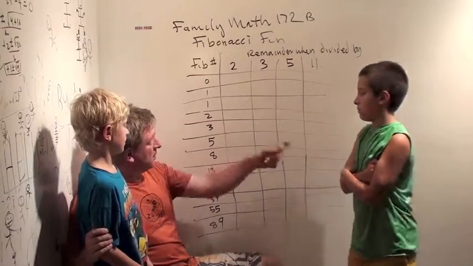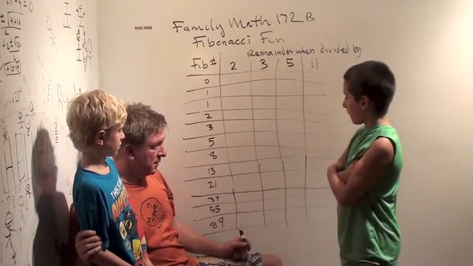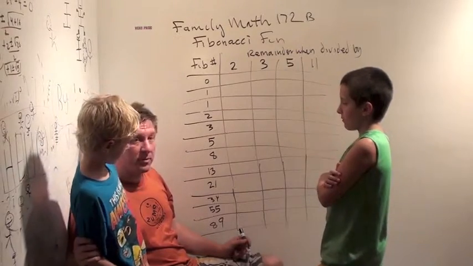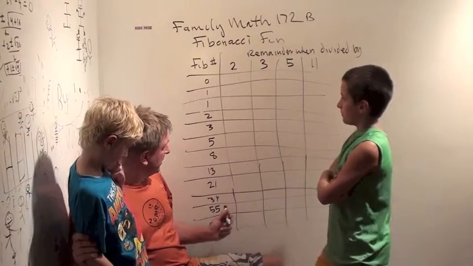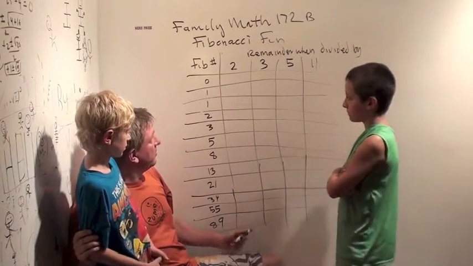And you tell me what 34 divided by 11 is. Well, it's 3 remainder 1. Okay, so what does the remainder mean? It's what's left over. Okay, yeah. Alright, so let's fill in our remainders when divided by 2.